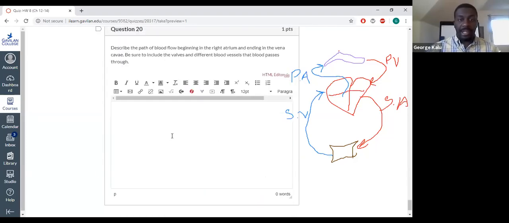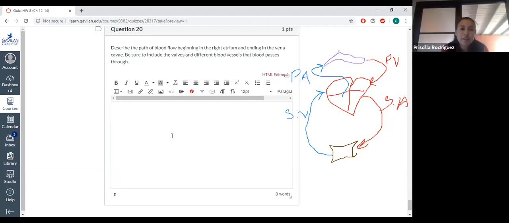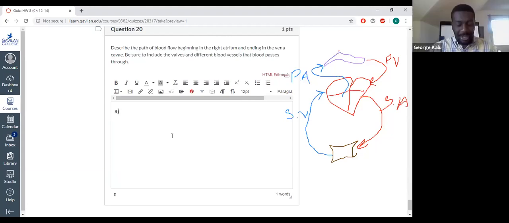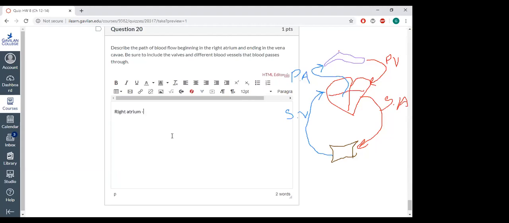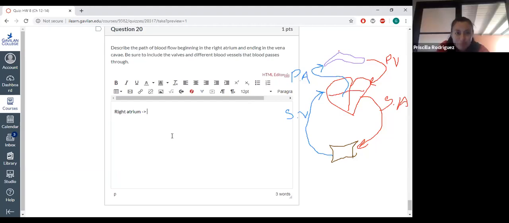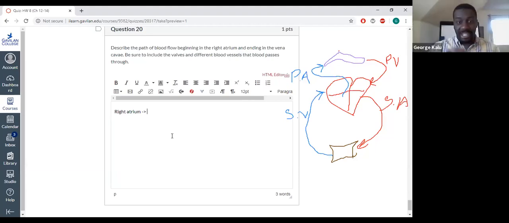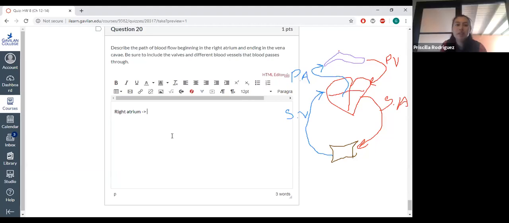And then last question. Describe the blood flow beginning in the right atrium and ending in the vena cava. So this is a bit of a long one, so we'll go through it. Starting in the right atrium, once blood flows through the right atrium, where is it going to go through first? And we're going to include all the valves and the different blood vessels.